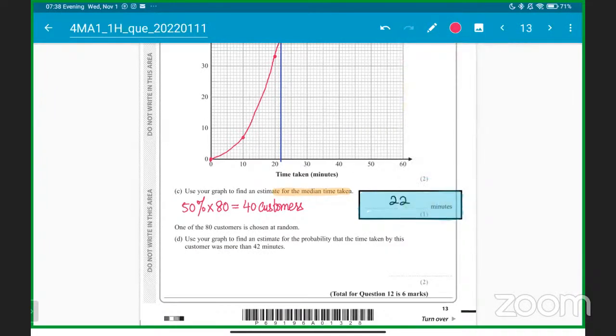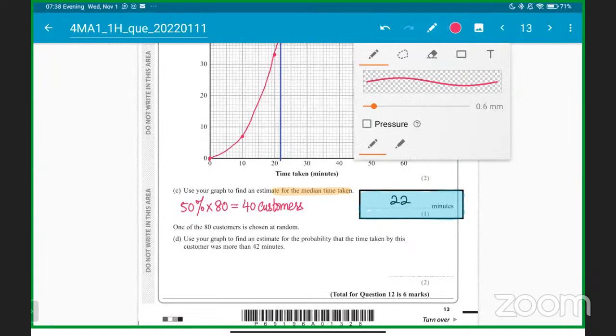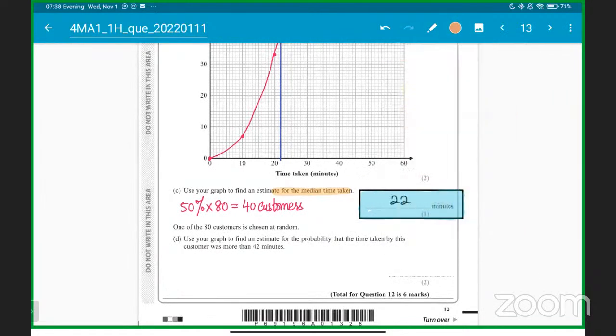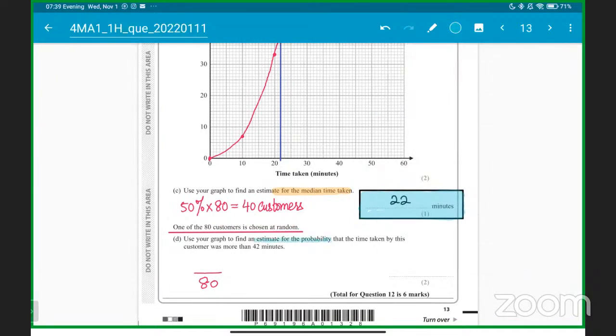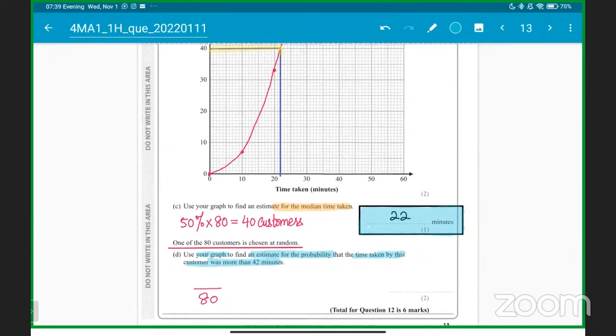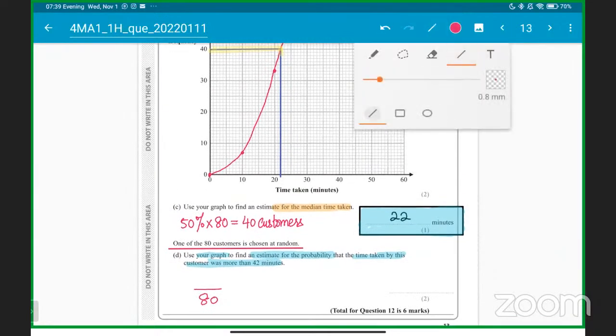And the last one is basically about one of the 80 customers. We have to find the probability. So let's work it out. One of the 80 customers is chosen at random. So you can definitely say that the denominator is 80, because you are choosing from the 80 customers. One of the 80 customers is chosen at random. You have to use the graph to find an estimate for the probability. So using the graph, we have to find that the time taken by this customer was more than 42 minutes.